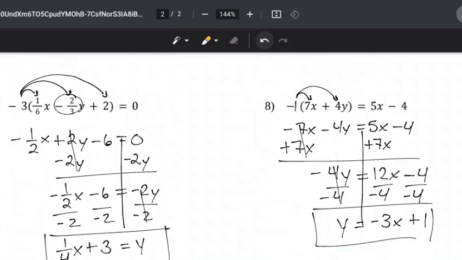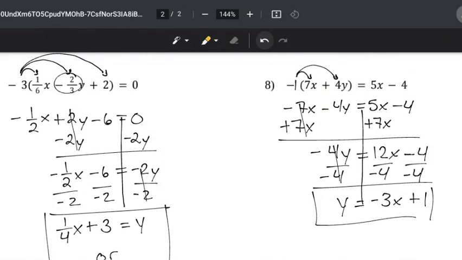And our last problem, number 8. Remember, a negative in front means it's a negative 1 that we are distributing in. After you distribute that in, we move the x's to the right side so we can start isolating that y term, and then we divide by negative 4. We're dividing each term by negative 4, and then we get our final answer, y equals negative 3x plus 1.